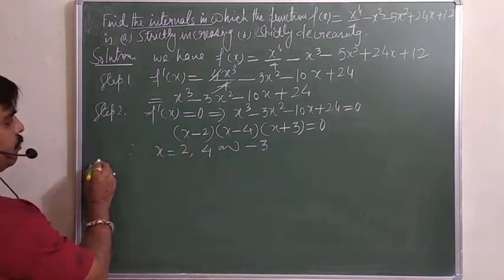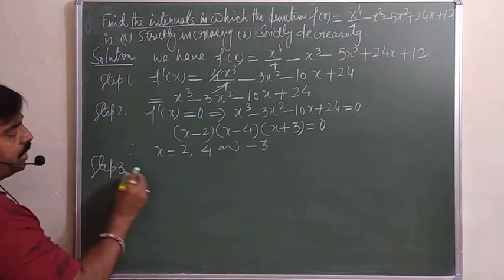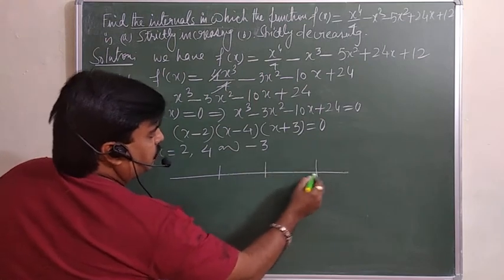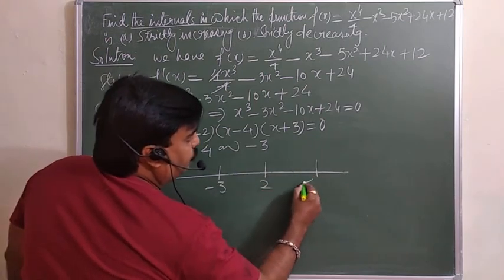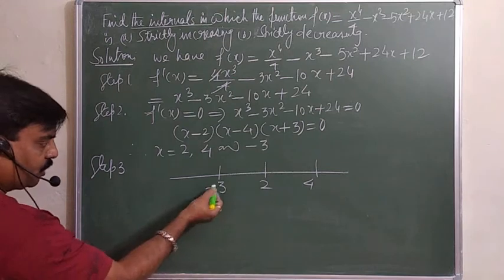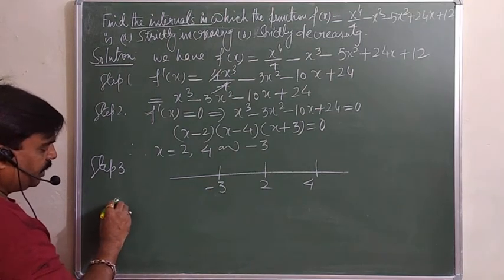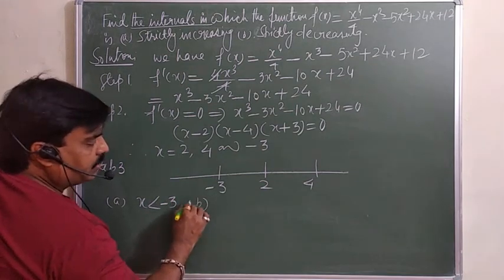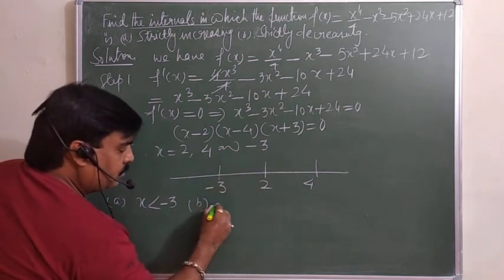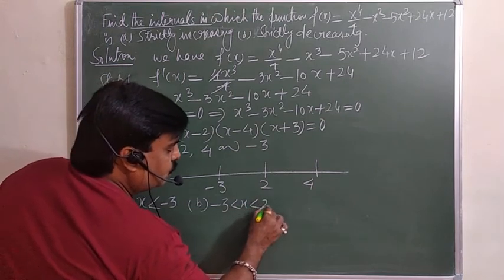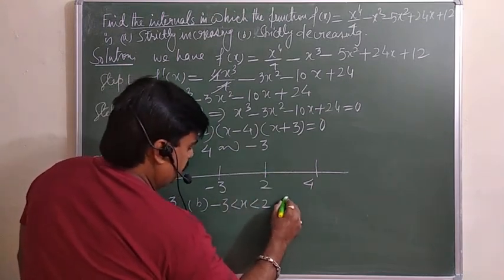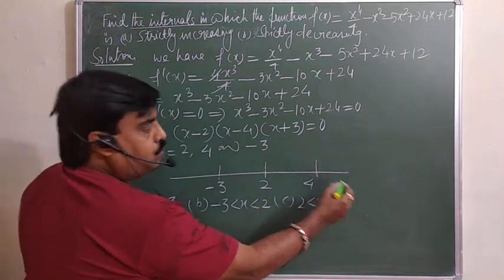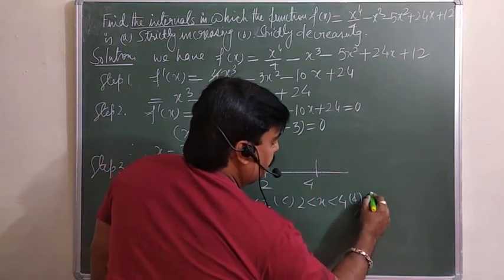Now step 3 में what we will do? We are supposed to make the intervals. Interval कैसे बनाएंगे? Just you must write down here. You can take minus 3, then 2 and 4. So your intervals will be: case first, A part, x is less than minus 3. B part, minus 3 is less than x is less than 2. Third part C, 2 is less than x is less than 4. Fourth part D, x is greater than 4.